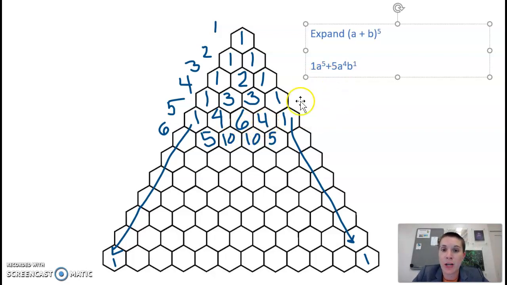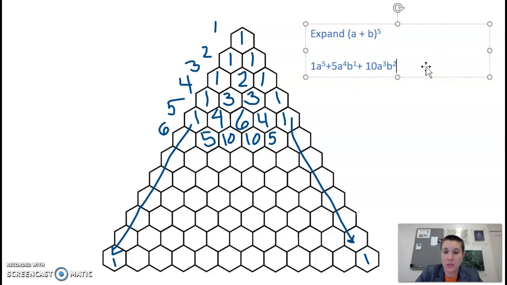So our next term, if you're catching on to the pattern, we are going to subtract 1 from the exponent of a. So a is going to be a cubed. We're going to add 1 to the exponent of b, so b is now going to become squared. And we're going to put the 3rd number here in front of it. So that is going to be 10.